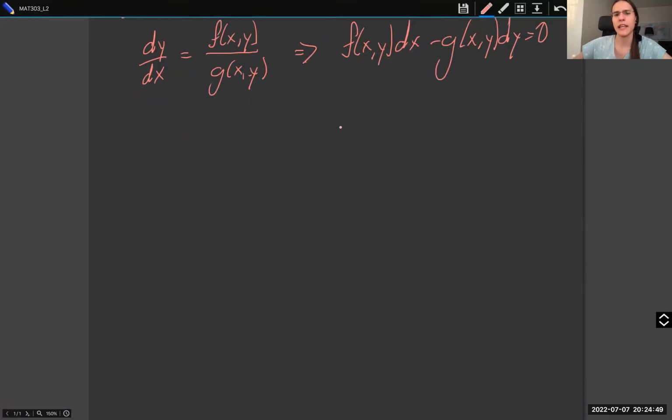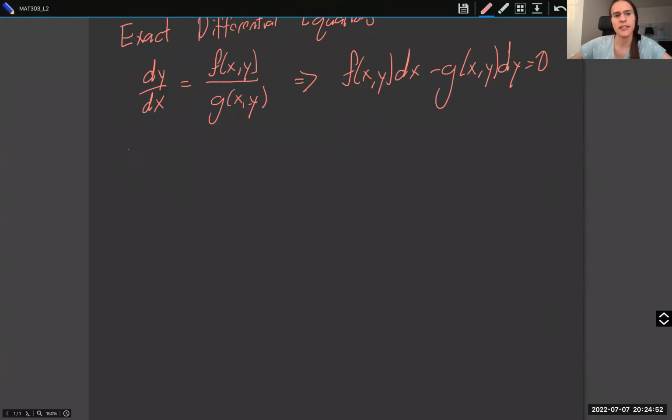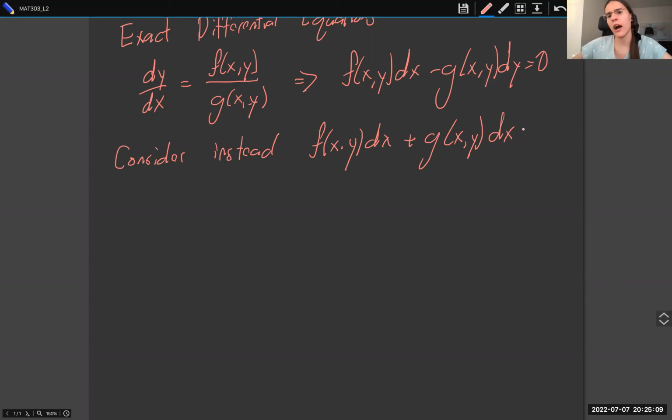Now, okay, the minus sign is silly. So consider instead f of x, y dx plus g of x, y dy. Now, this equation is actually going to be slightly more general than the previous one, and the reason is that sometimes g is going to be 0. And when g is 0, you're going to be dividing by 0, and it's going to look like dy/dx is undefined, right? But here, you're not dividing by 0.